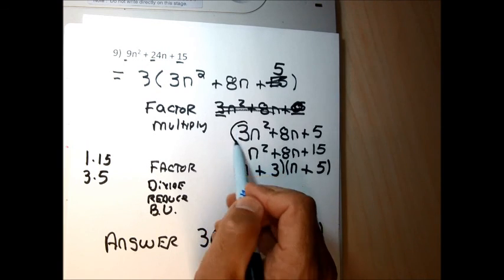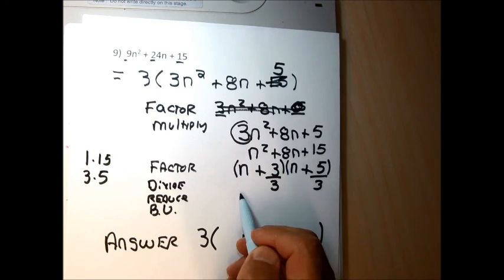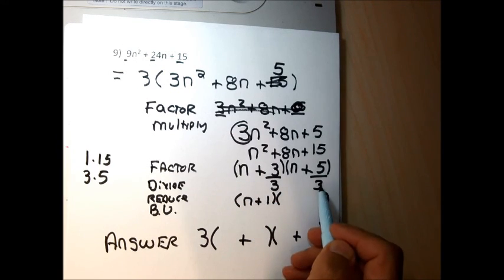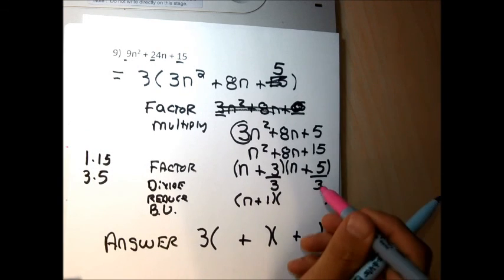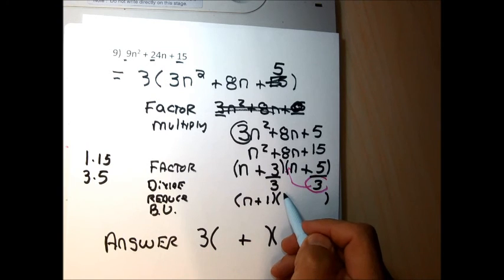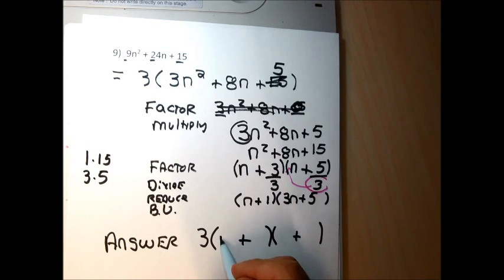I started off multiplying by 3, so I need to divide by 3. The first fraction completely reduces. It turns into an n plus 1. The second fraction doesn't reduce, and when a fraction doesn't reduce, you go straight into bottoms up that parentheses, and that will give me a 3n plus 5. And that's going to go in my answer.